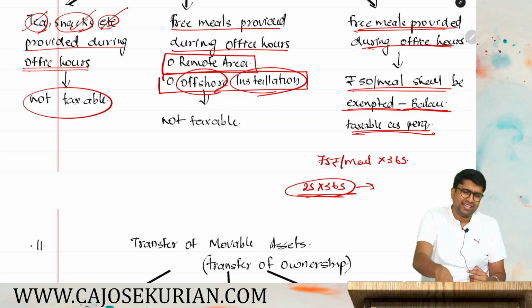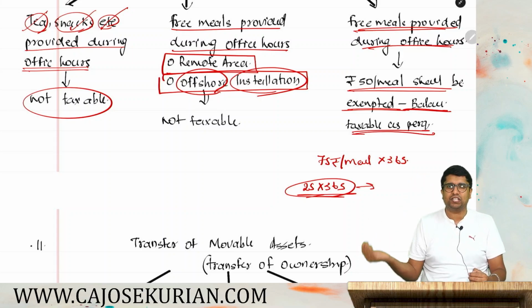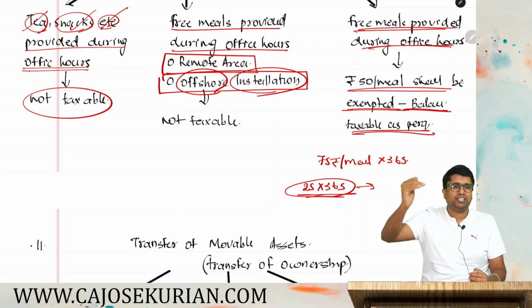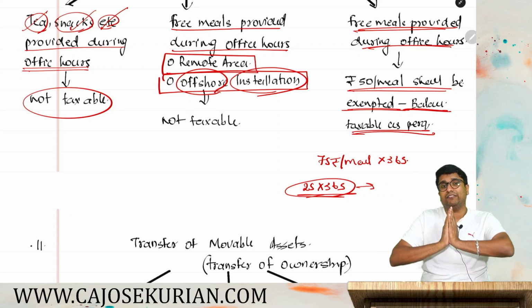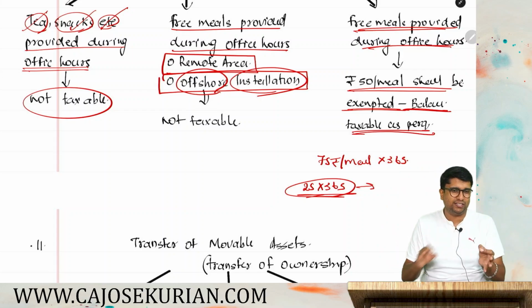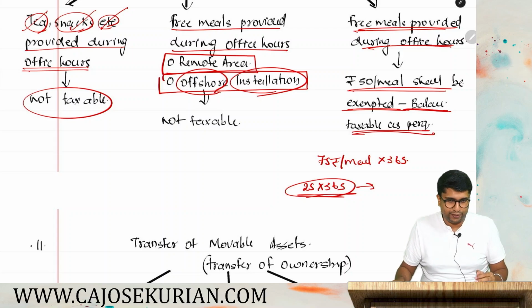So in a normal case, if the employer provides meals or gives food vouchers to the employee, then up to rupees 50 shall be exempted in the hands of the employee. Whatever the value which is over and above 50 shall be taxable in the hands of the employee. I hope that also is clear for you.